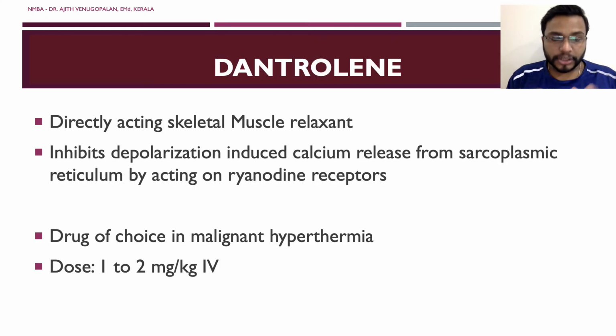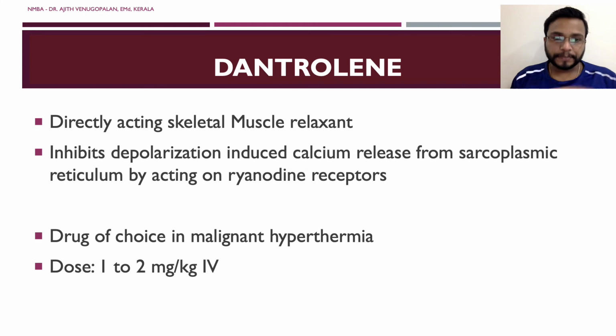Now coming to Dantrolene. Dantrolene is not a neuromuscular blocking agent. It's a directly acting skeletal muscle relaxant. It basically inhibits the depolarization of the muscle by inhibiting calcium release from the sarcoplasmic reticulum. Why I wanted to bring it here is that we said earlier that if there is a drug interaction with halothane and it goes on to malignant hyperthermia, Dantrolene is the drug of choice. Again, that is basically because we need to produce muscle relaxation. The dose is 1 to 2 mg per kg.